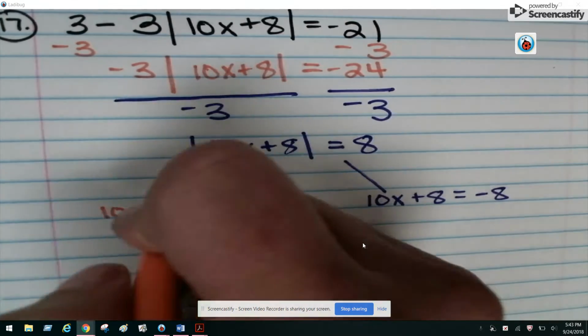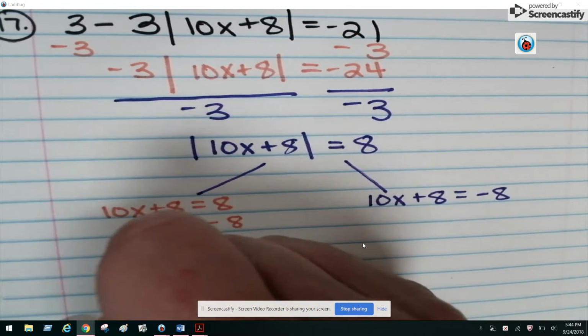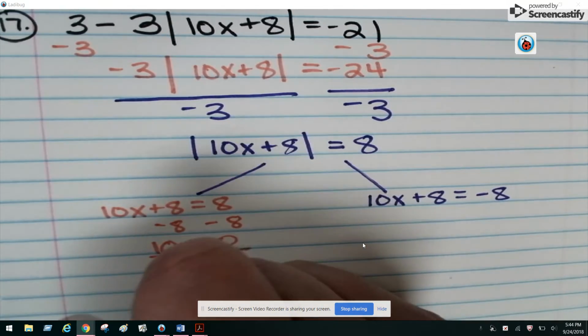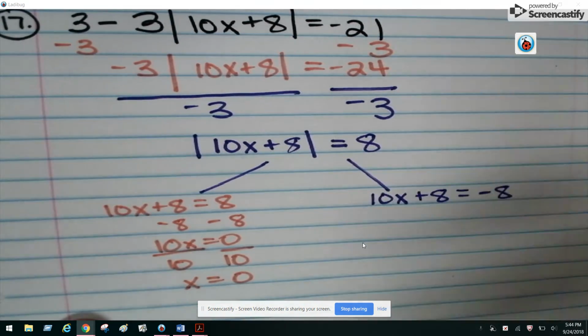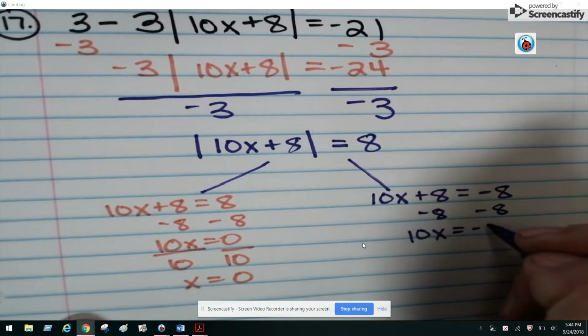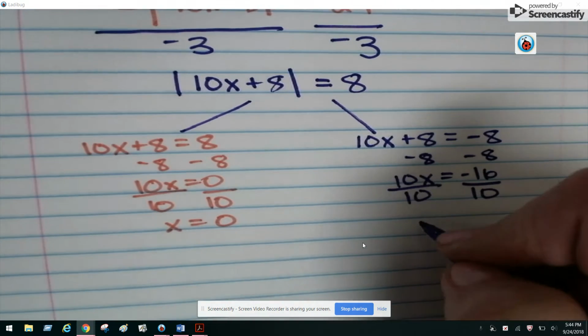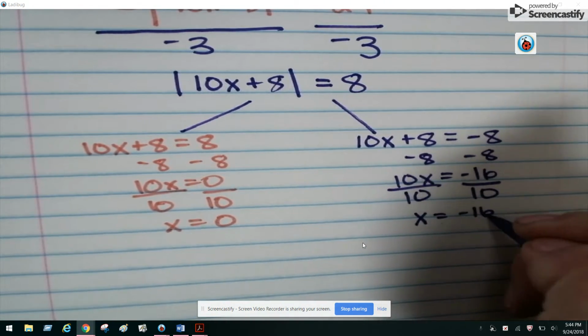I'm going to go through and solve. I should get 10x equals 0. So x can equal 0. And also, if I divide this by 10, I'm going to get x equals negative 16 tenths.